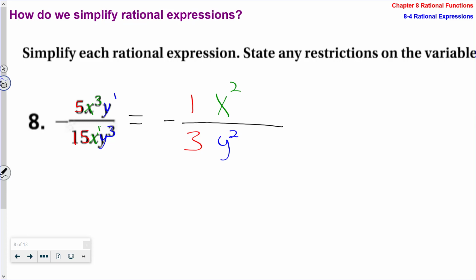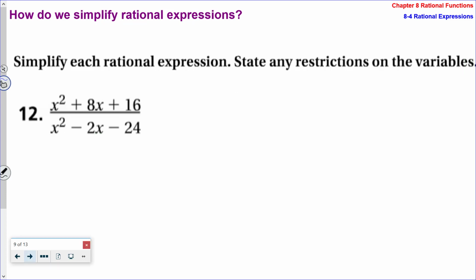That's example number 1. Any questions? All right. Example number 2. X squared plus 8x plus 16 divided by x squared minus 2x minus 24. We need to simplify this rational expression.